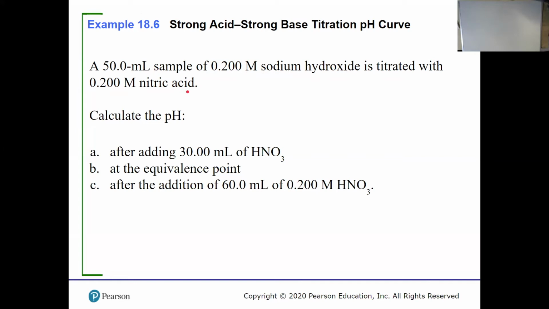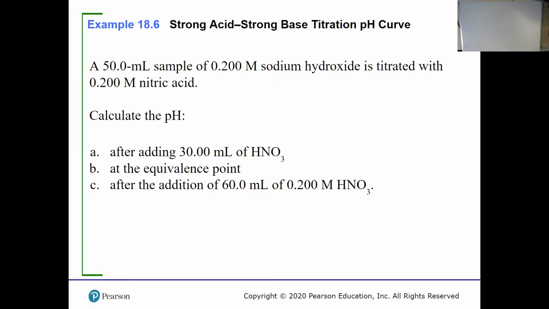And we're going to calculate the pH. I say we don't know in this case, but we have both of the molarities. It's not like we have an actual unknown acid or base. Our unknown here is going to be our pH at these different points in the titration process.